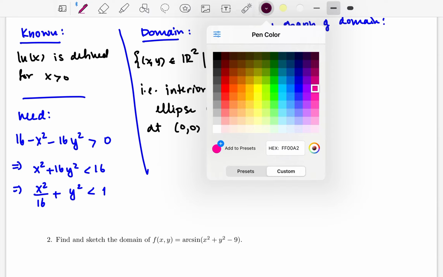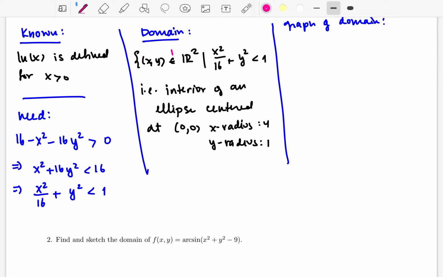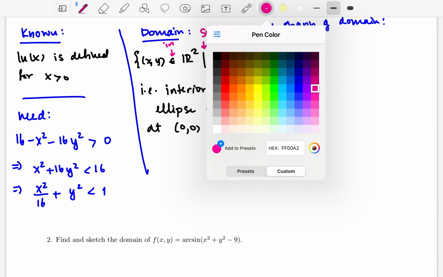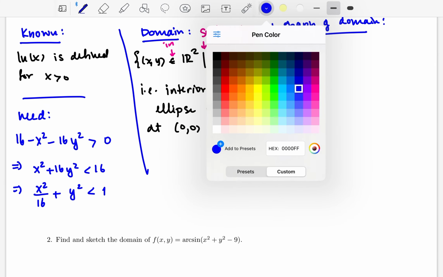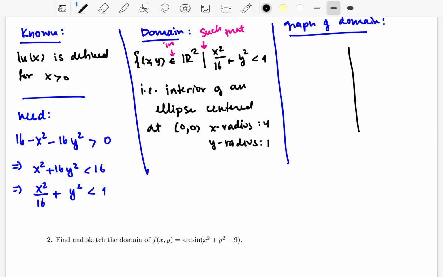I know you know this, but just in case, don't forget that this little epsilon symbol here means in, the little bar here means such that, and this is less than. Okay, perfect. So I'm going to grab blue so I can underline this, and then black to make the axes. My domain is just an ellipse. The major axis goes from -4 to 4, and the minor axis goes from -1 to 1.